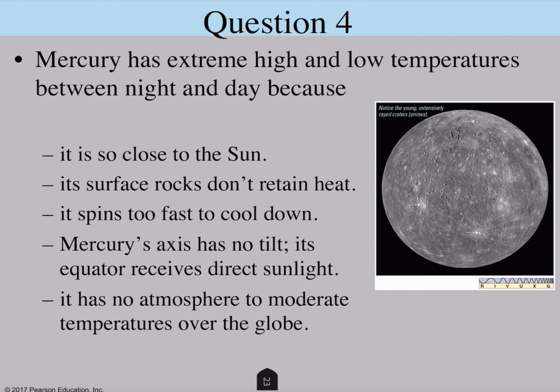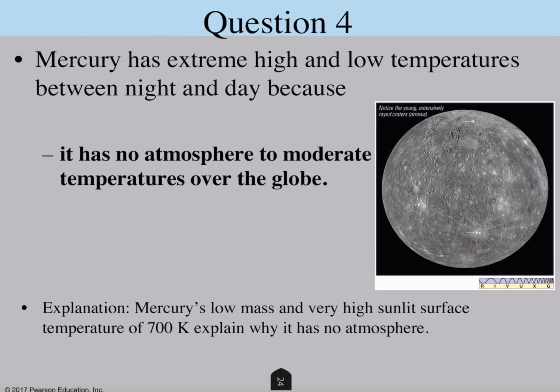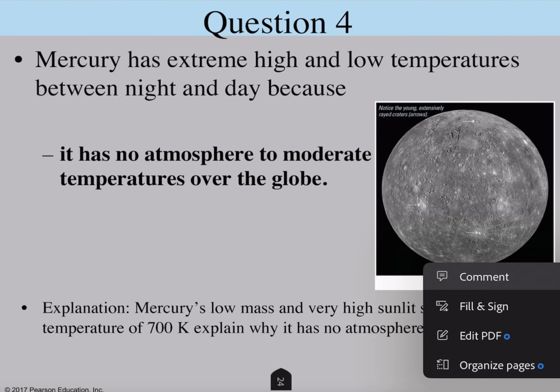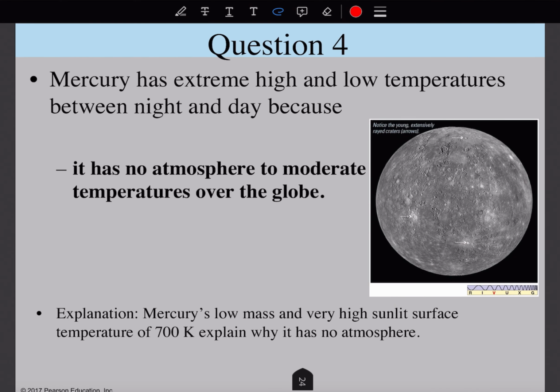Okay, let's check the answer. So it's because Mercury has no atmosphere. Because Mercury has no atmosphere, that means that it gets all of the sunlight on the lit side. So it goes from extremely hot on the lit side, and on the shadow side, there's nothing to prevent the heat from escaping. So all the heat leaves. So that means that on the shaded side, it's extremely cold. So it's because Mercury has no atmosphere.